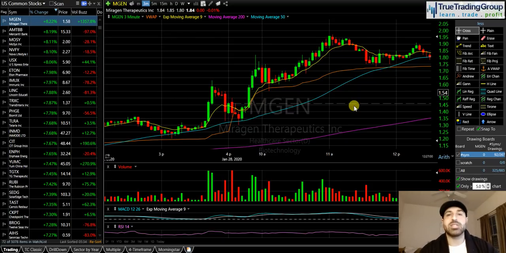Now, when a stock has tremendous momentum, it's not going to make it down to that secondary level. That primary level is going to hold and the stock's going to continue. But sometimes you're going to get a little bit of a deeper pullback and that secondary level will hold. That means the pattern will still be intact and you can still get a really nice trade. And that's what happened to me today on MGEN.